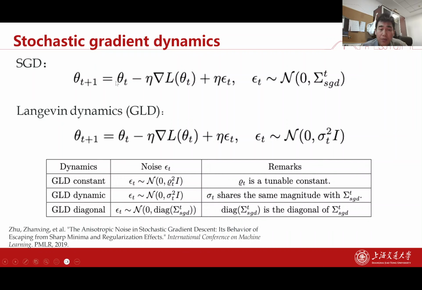Now we can also compare this stochastic gradient descent with another stochastic dynamics, which is called Langevin dynamics. Meaning we have this full gradient descent here, but the noise we use is a homogeneous one, meaning in each direction the noise magnitude or variance is the same. And there are also different kinds of Langevin gradient dynamics.